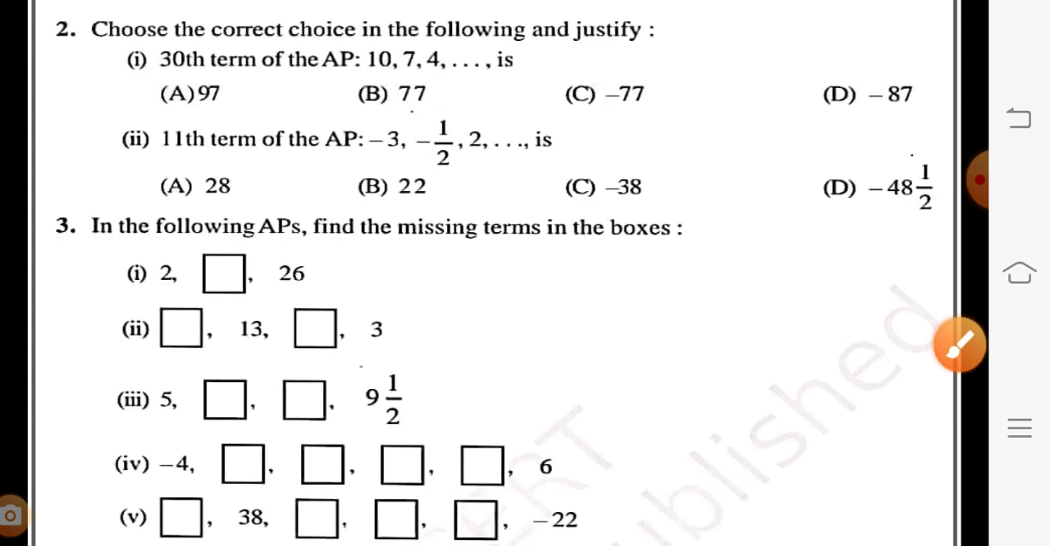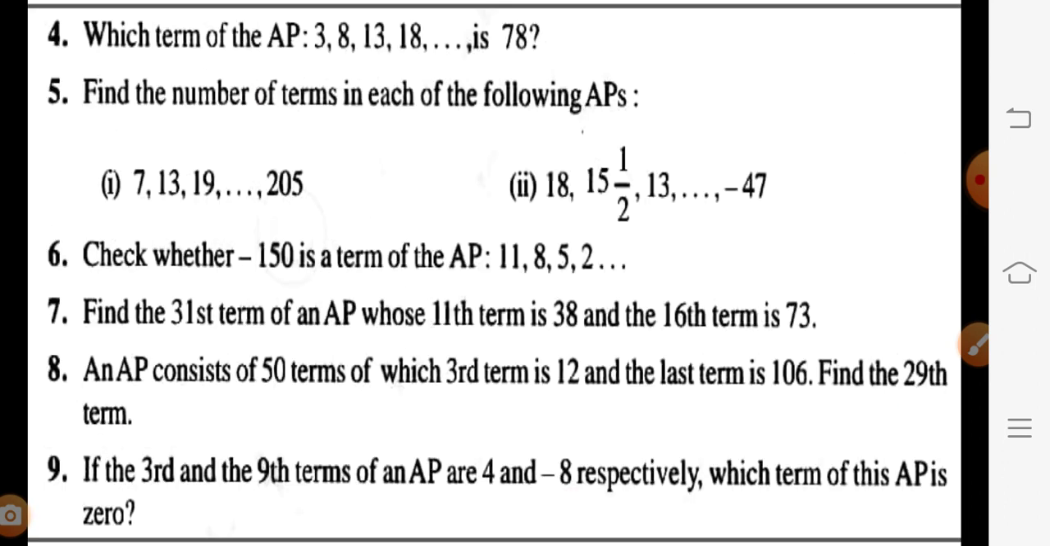Then in the second question we have this AP given and we have to find the given term. The 30th term we have to find in the first part, and in question number three we have some missing terms, and that you have to find by using the concept a plus d, a plus 2d, a plus 3d. And then the questions we have from 4 to 9. In this the 6th question I have done, the 8th question we have done in this presentation, and the 10th question also I have explained to you.